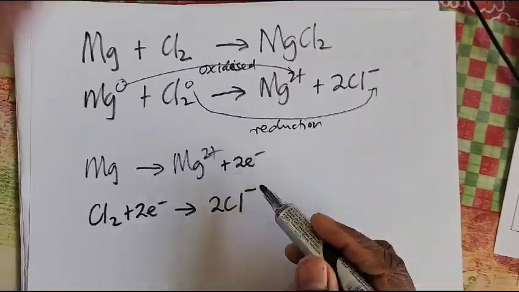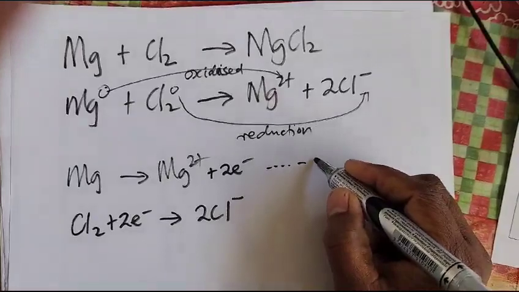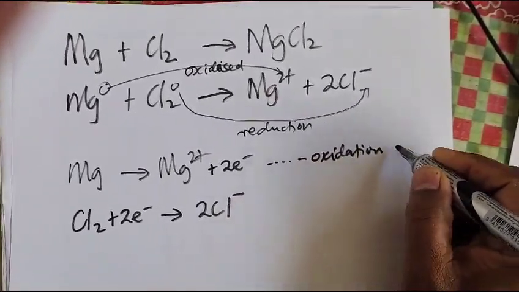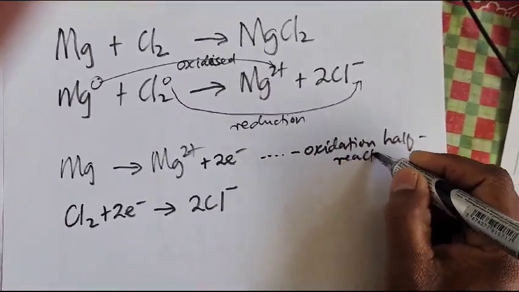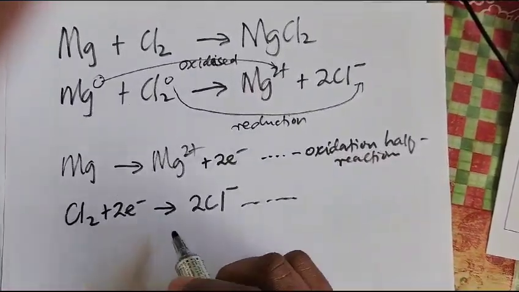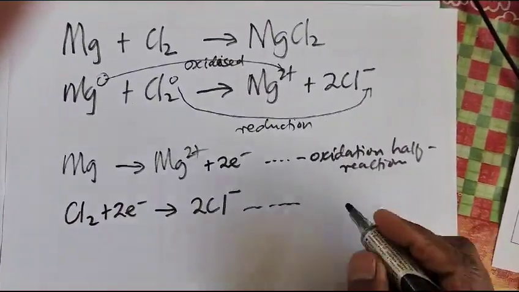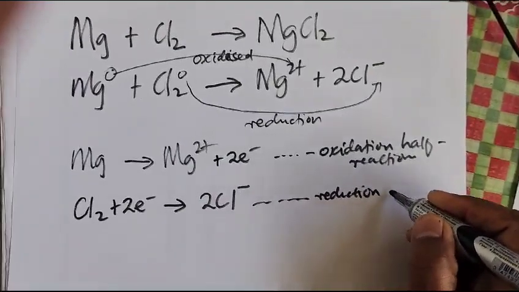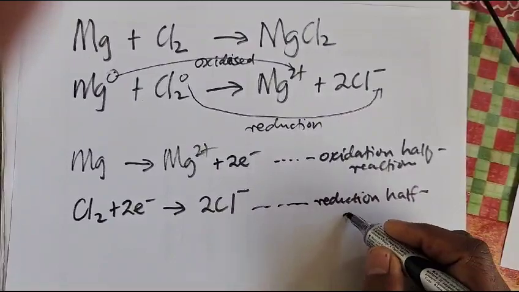It's balanced. Now, because we said magnesium is oxidized, this one will be the oxidation half reaction. Whereas in the case of chlorine, it is undergoing a decrease in oxidation number, therefore this is the reduction half reaction.